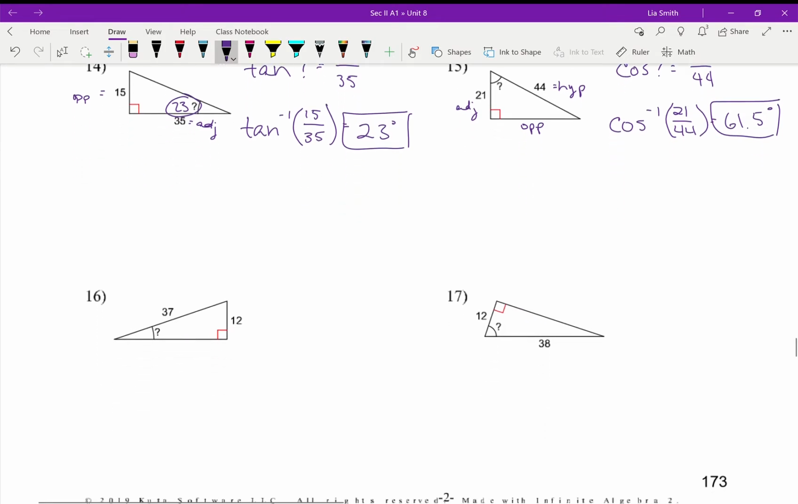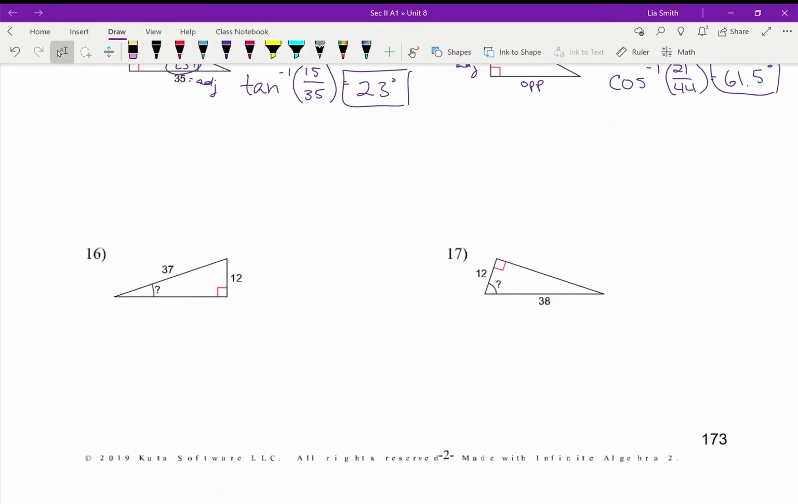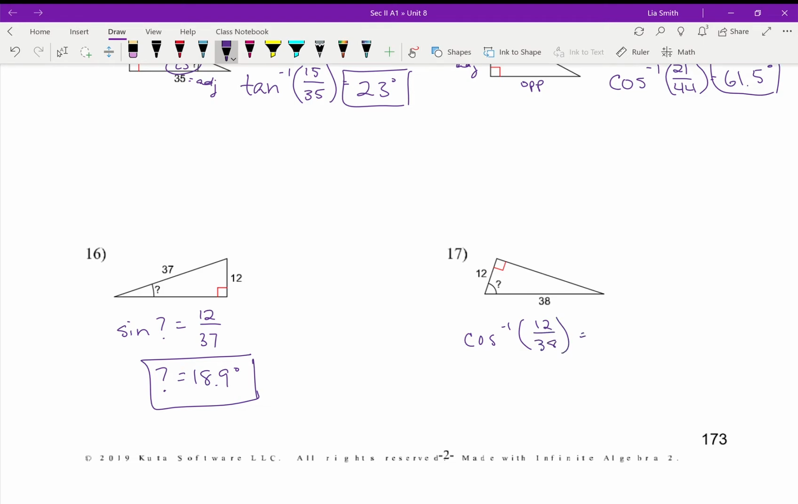You can do it. For 16, you should have chosen sine. And solving this would have given you question mark equals 18.9 degrees. For number 17, you should have done the inverse cosine of 12 over 38, and you would have found that your missing angle is 71.6 degrees. Okay, and that's how you solve for missing angles using the inverse trig functions.